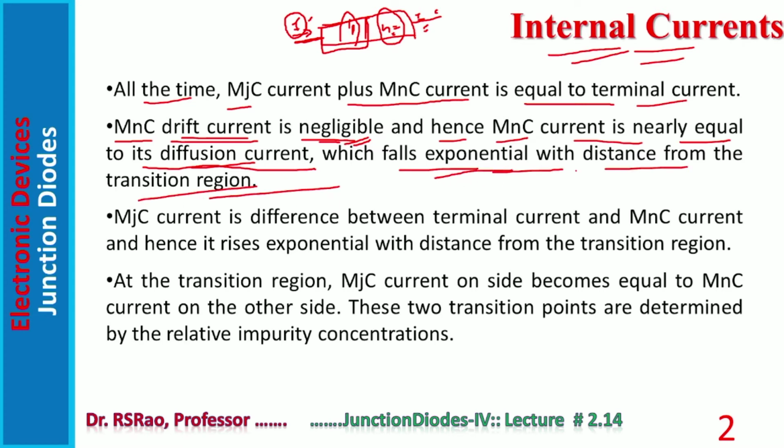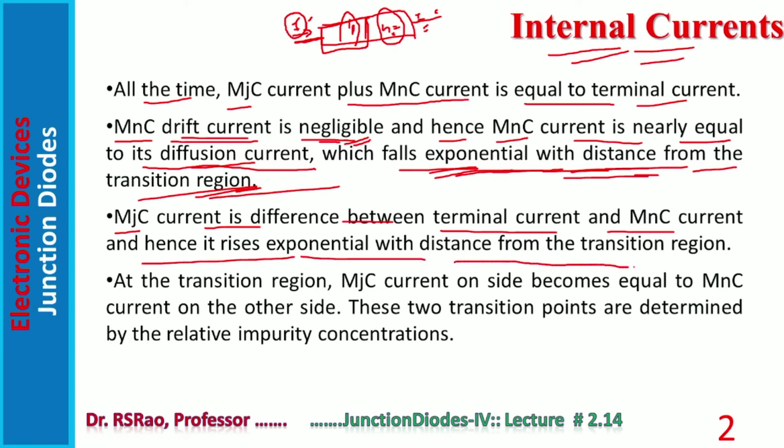This can be found with rigorous mathematical analysis. This is an important point. Diffusion current falls exponentially with the distance from the transition region. Therefore, minority carrier current falls exponentially with the distance from the transition region. Majority carrier current is the difference between terminal current and minority carrier current, and hence it rises exponentially with the distance from the transition region. Total current is minority carrier current plus majority carrier current.